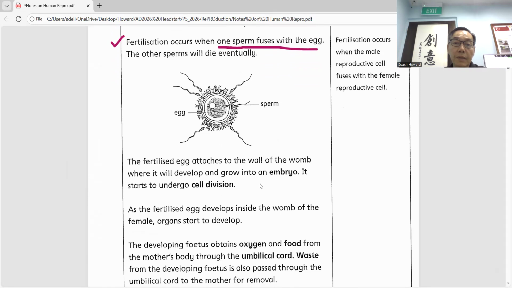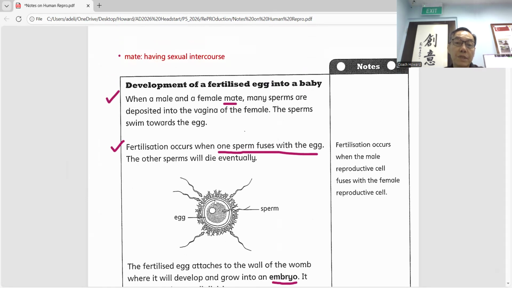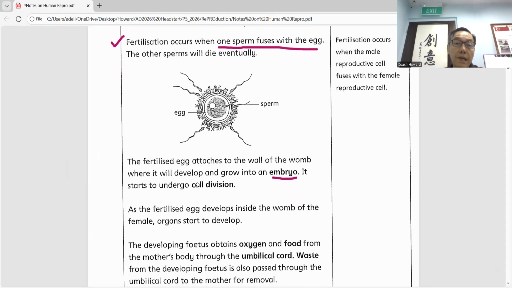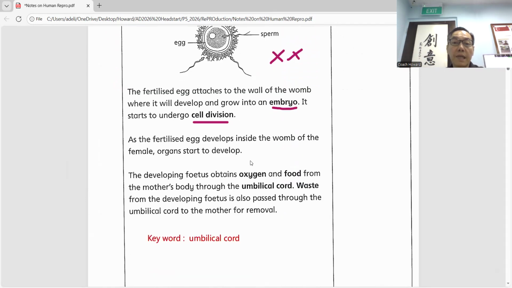So when this develops, it's called an embryo. Embryo means fertilized egg. So when the sperm fuses with the egg, when it's fertilized, it's called an embryo. And this will undergo cell division. Cell division means they increase many, many times, from one into thousands and thousands to tens of thousands. The other thing you need to know is this word, umbilical cord, which I put here as a keyword. Umbilical cord, later you will see.